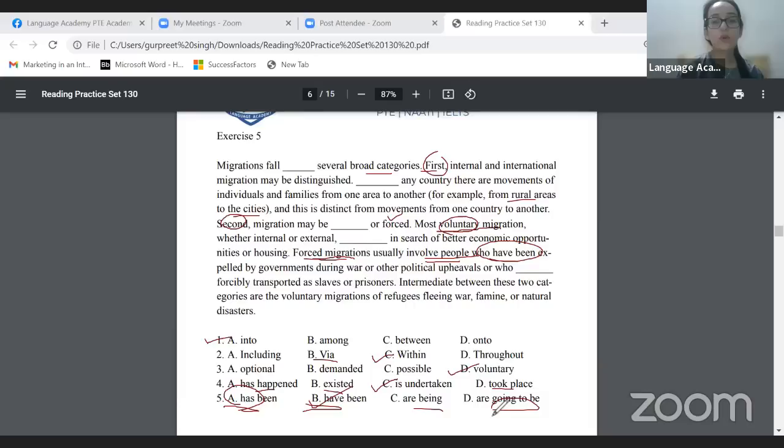Then the fourth one was completely a definition, an explanation, a fact. So it should be with is, am, are, not with has, have, had, something. And the last one, just following the tense that they have already written in the sentence, who have been expelled or who have been transported. So we have to follow the same tense, and it should be present tense, obviously.